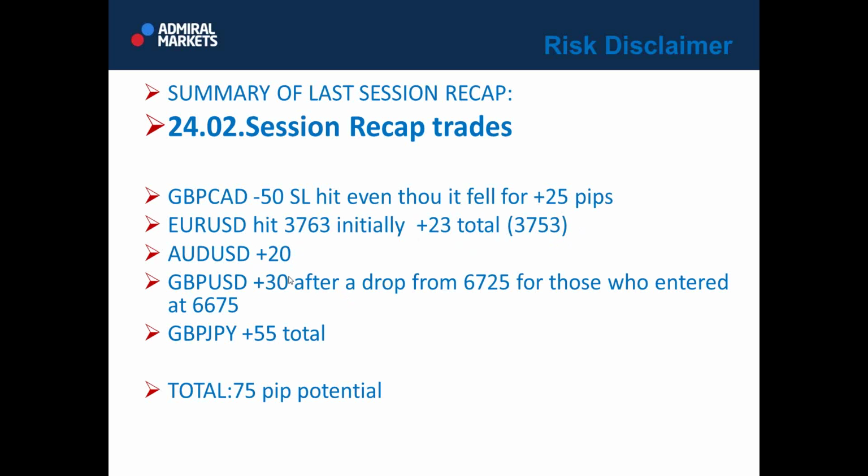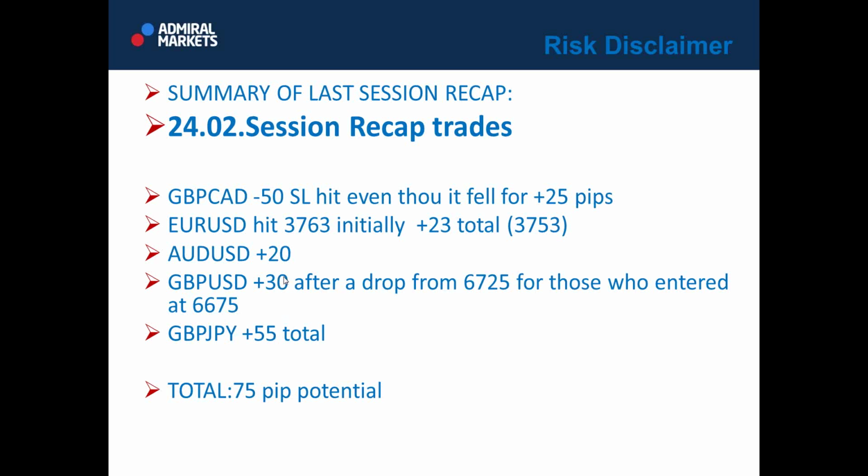GBP dollar, well, this level was hit. But after that level, the price went 15 pips close to stop loss, but it didn't hit stop loss. And after that, it dropped 50 pips. I was also trading there live, and I was telling you to close it when it was plus 30. So plus 30 after the drop was 67.95 for those who entered at this level. For those who entered slightly lower, it was somewhere between 15 and 30 pips.